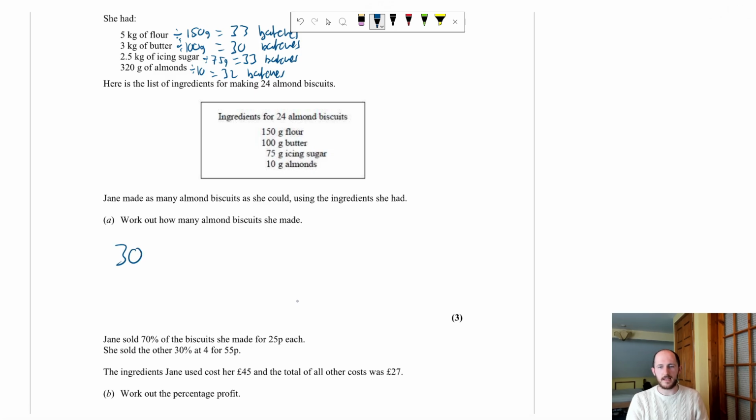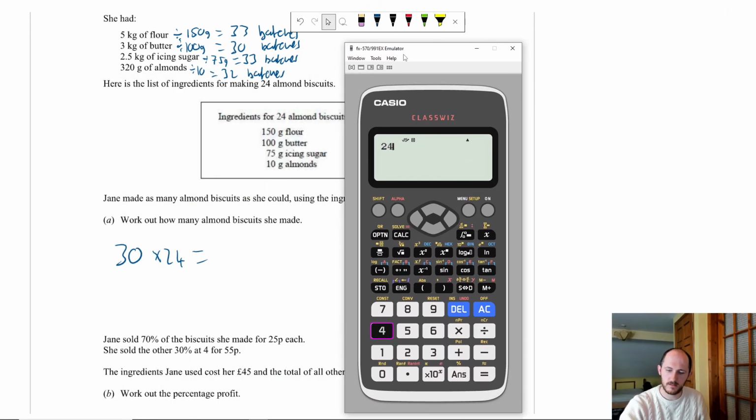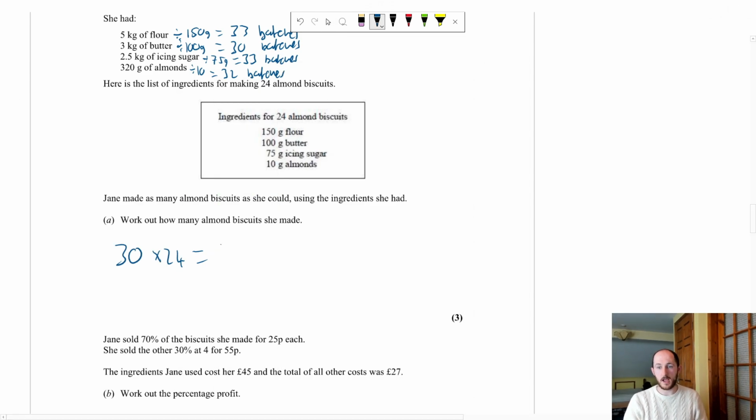So each batch has 24 biscuits in it. So do 30 times 24, which gives us our answer, which is what, 720? Yep. She made 720 biscuits.